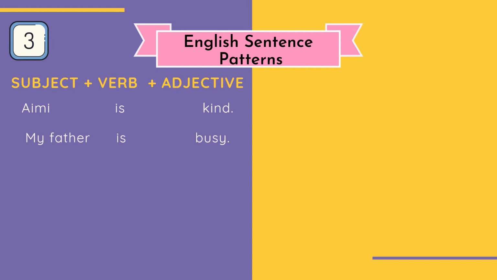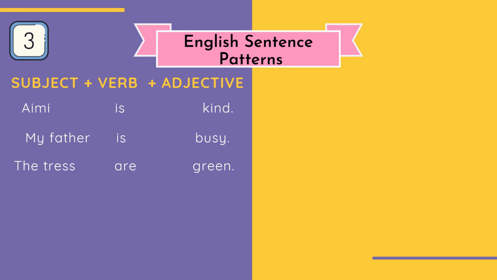Next example. My father is busy. My father is the subject, the verb is, and then the adjective is busy, sibuk. Third example, the trees are green. Subject dia, the trees, and then the punya verb are, and then adjective dia green.